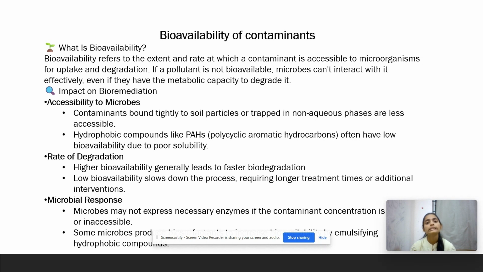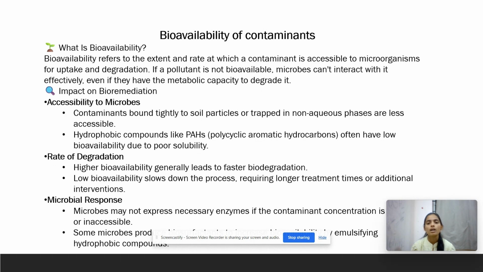If the pollutant is not available to the microbe, it can't interact with it, so the effectiveness of bioremediation is low. So the accessibility of microbes is very important. Like if the contaminants are tightly bound to soil particles or trapped in non-aqueous solutions, it is very difficult for accessibility. And also hydrophobic compounds like polycyclic aromatic hydrocarbons also have less bioavailability due to poor solubility.